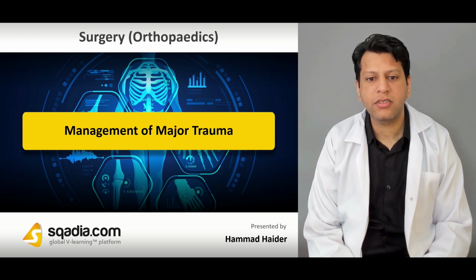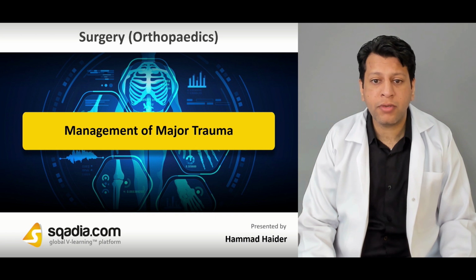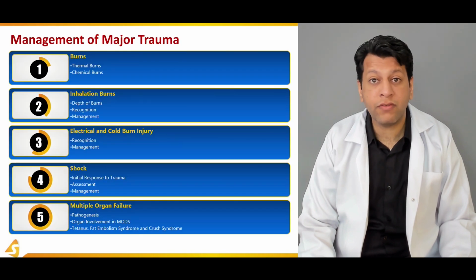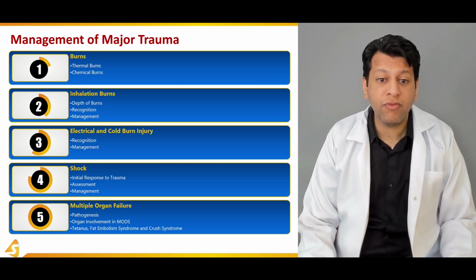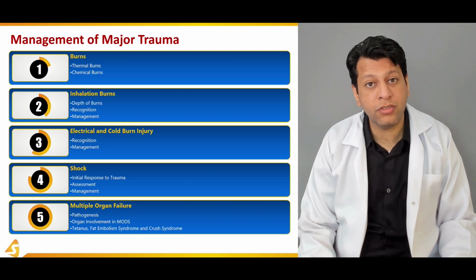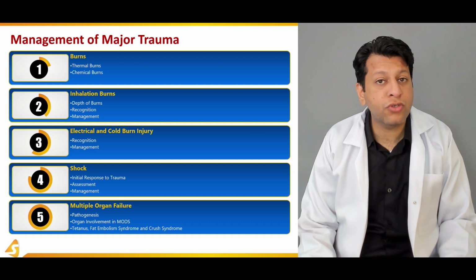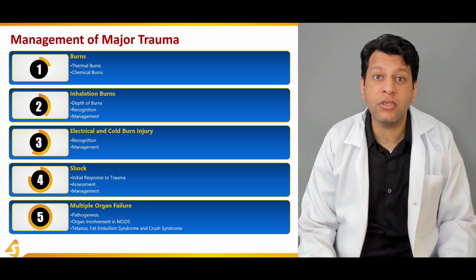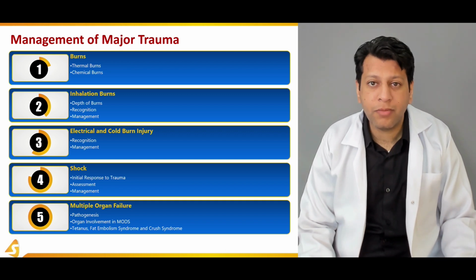Today our topic is management of major trauma. In this topic we'll be discussing initially in the first section the burns, especially the thermal and the chemical burns. Then we'll be briefly going through the management and recognition of inhalational burns. As you know, it's one of the very most important things because patients with polytrauma can have associated inhalational injury as well. And this could be very damaging because it actually compromises their airway.